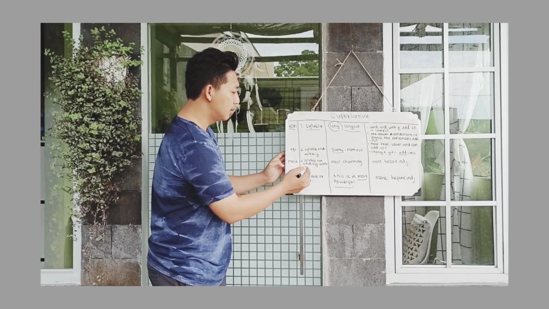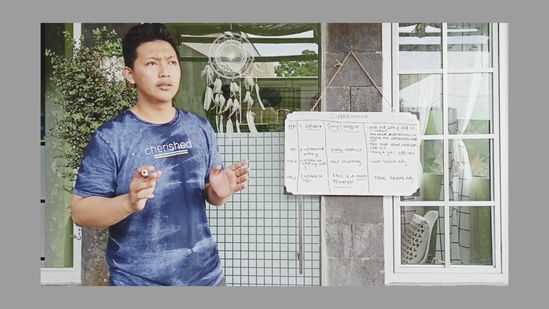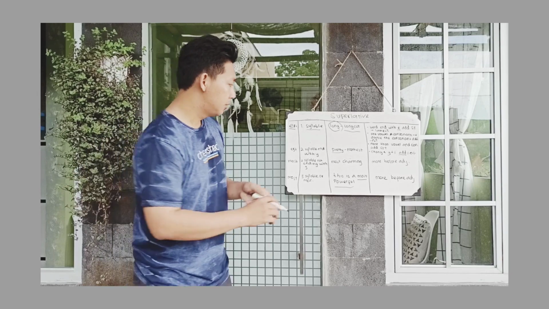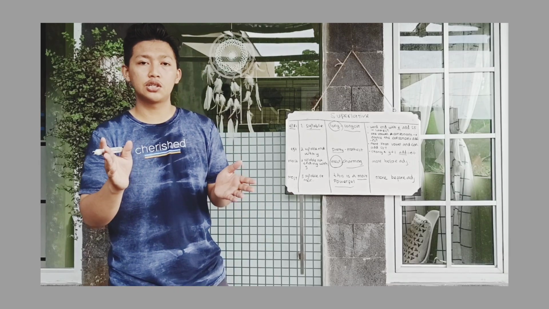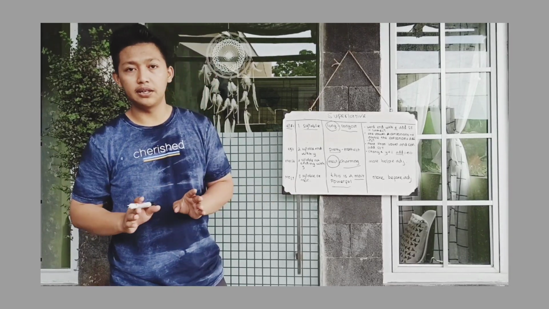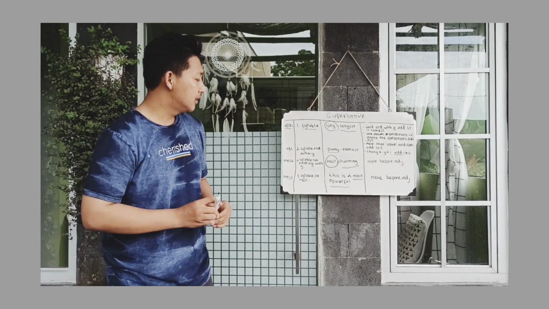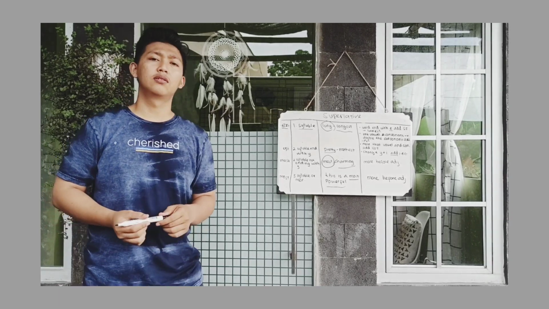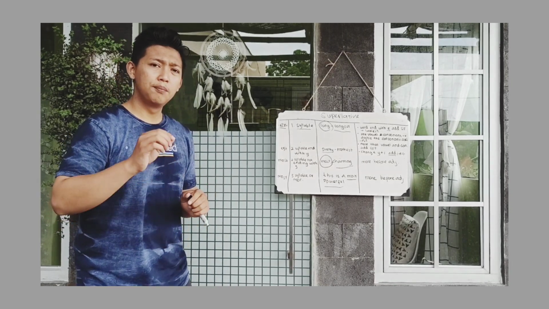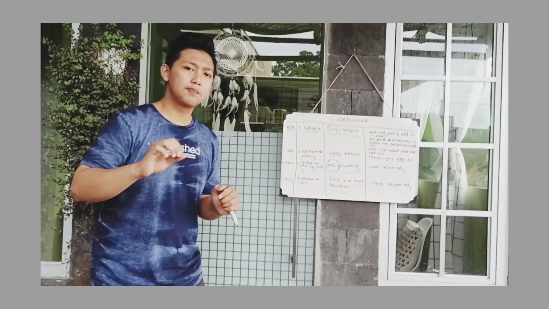2 syllable, not ending with y. For example, charming. So just add the word most before the adjective. Most charming. And the last rule is 3 syllables or more. For example, powerful. So just add most before the adjective. So it becomes most powerful.